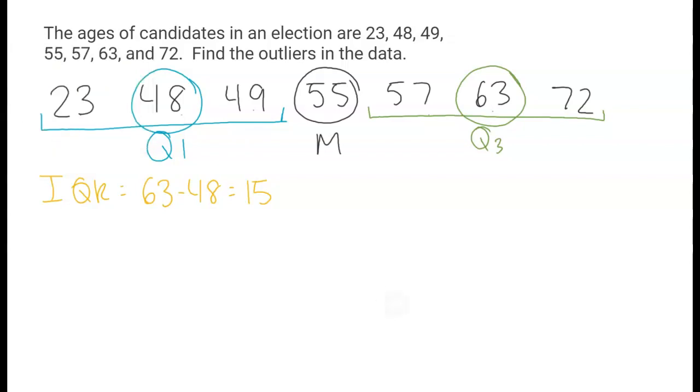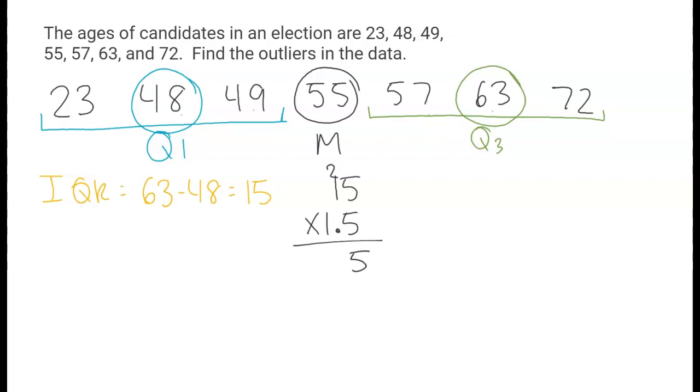So the thing that we're going to do next is we're going to multiply the interquartile range by 1.5. So 1.5, why 1.5? I'm not quite sure. Statistically, that is the number that they have chosen, so that's what we're going to go with. So we're going to multiply 15 times 1.5. 15 times 1.5, 5 times 5 is 25, carry a 2.